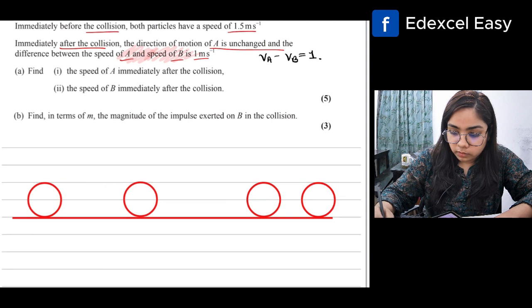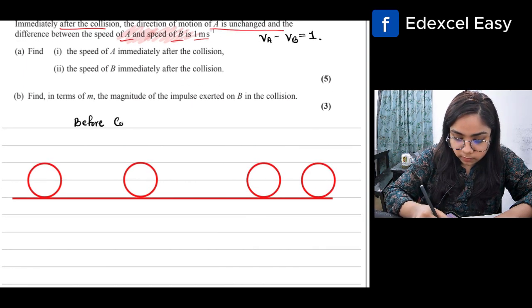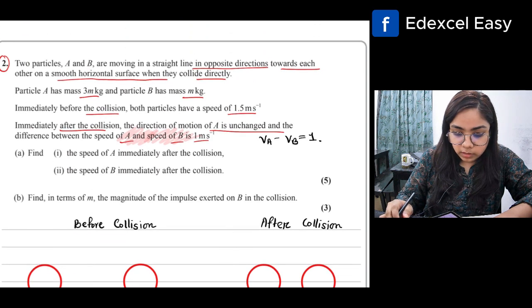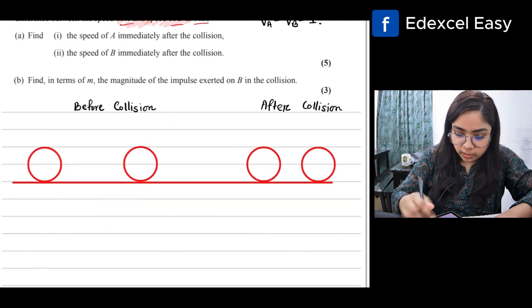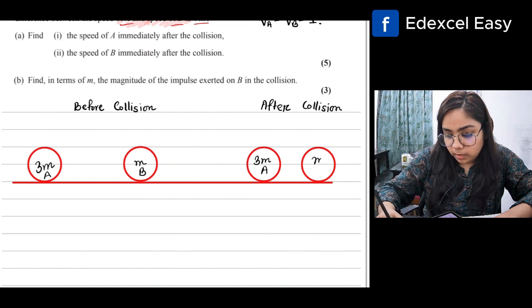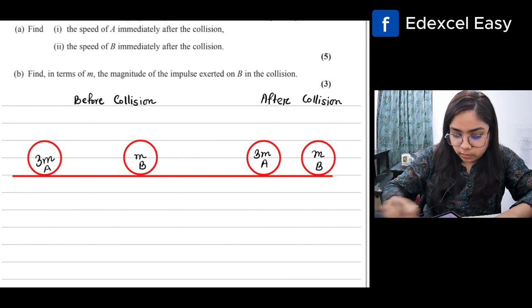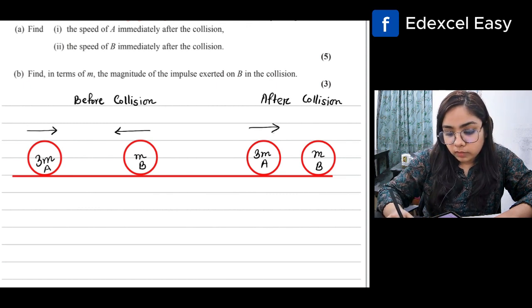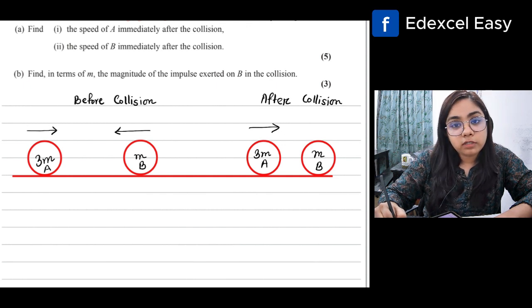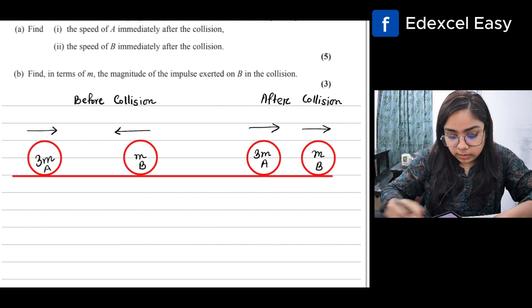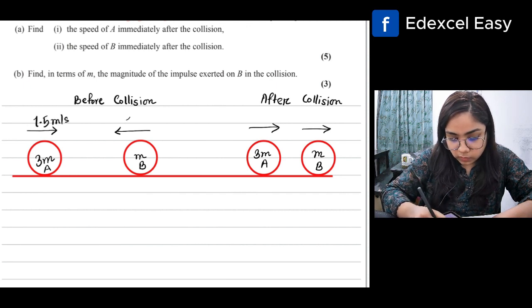So let's first draw the diagram clearly. This is for before collision, and this portion is for after collision. Now for before collision, the mass was 3m over here. This is particle A, and the mass was m for particle B. This is again 3m for particle A and m for particle B. They were traveling in opposite directions before collision, and after collision A was traveling in this direction, the particle A did not change its direction, which means that particle B would have to change its direction now. So particle B would now travel towards the right, and this velocity was 1.5. They were all moving with the same speed before collision.